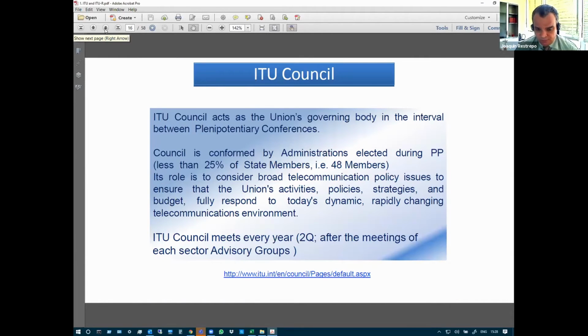And between two plenipotentiary conferences, every year, we have the Council, which is the governing body within this period. It is composed of administrations elected during the plenipotentiary conference that shall be no more than 25% of the member states. At this moment the Council is composed of 48 members, and its role is to consider the broad telecommunication policy of the Union, activities, policies, strategies, budget, and so on. The ITU Council meets every year, normally in the second quarter, after the meeting of all the advisory groups for every sector.